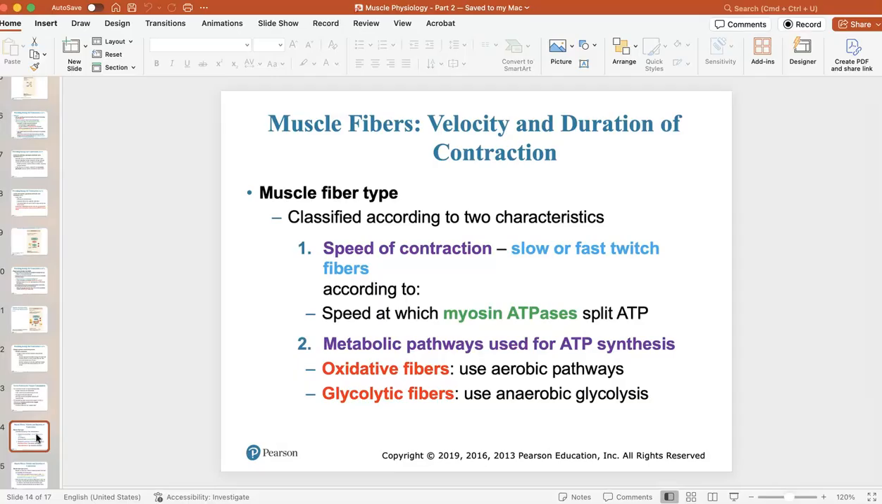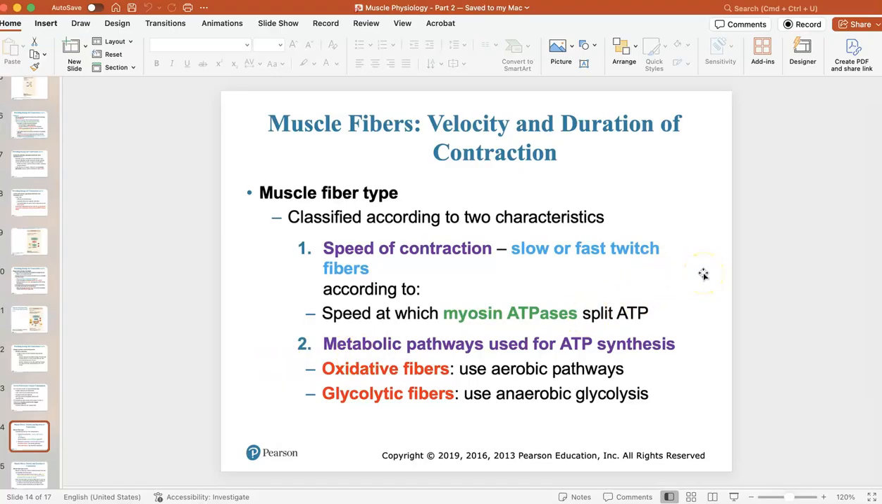All right, now, muscle fibers. Let's start to get into the last part of our discussion here. We are at a little over 22 minutes according to my timer here, and I want to be done before 30 minutes is up.